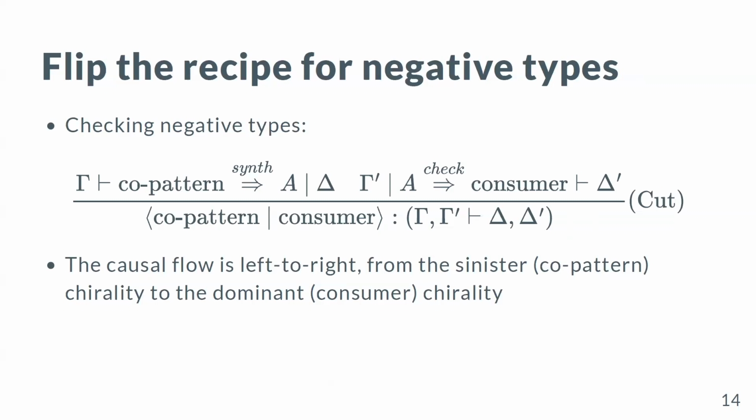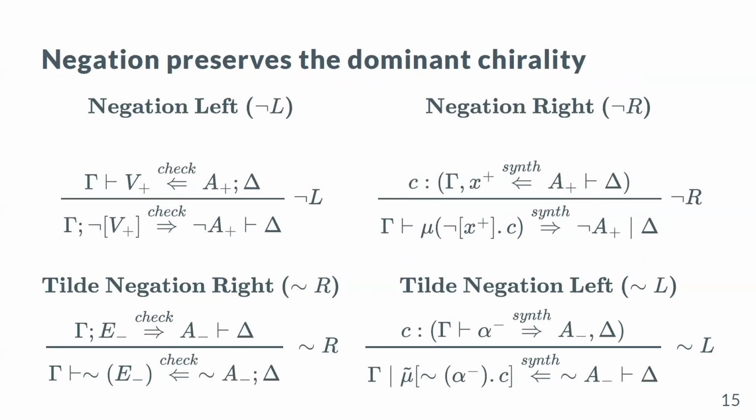So this gives us the two separate fragments, the positive fragment and negative fragment. And by itself, it's quite nice, but they're not very expressive. So you only get the expressivity once you combine the two into one. So what happens when you do that? Well, first you need to add negations. And this is where things get interesting, because negations preserve the dominant chirality. So they invert the information flow.